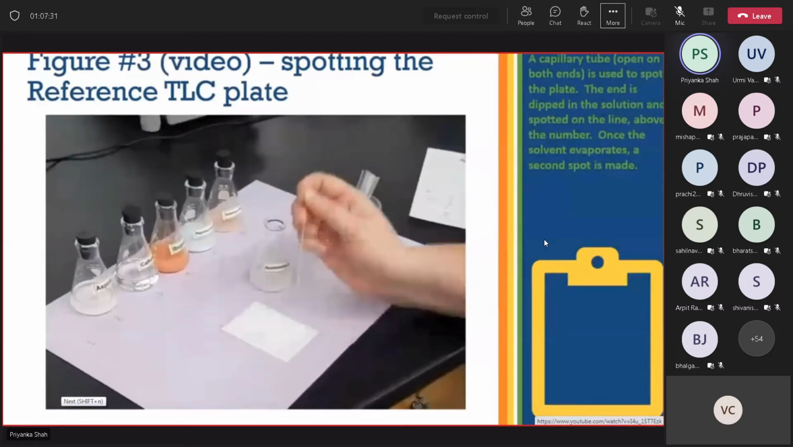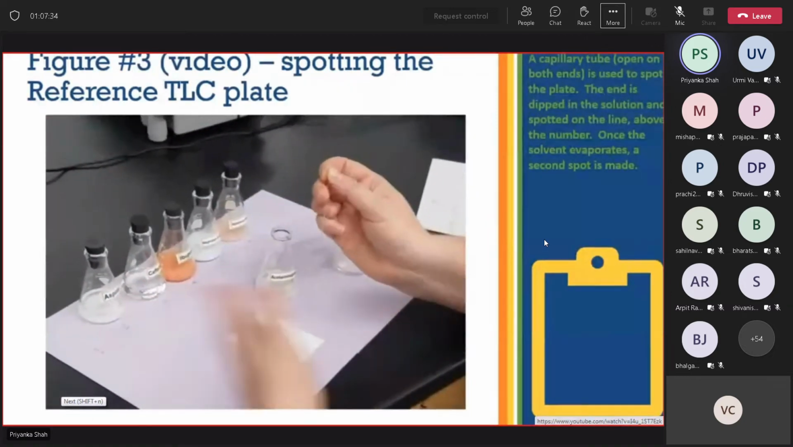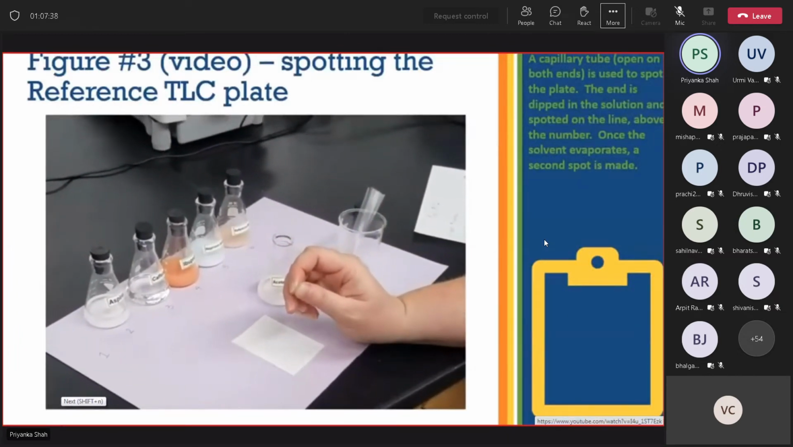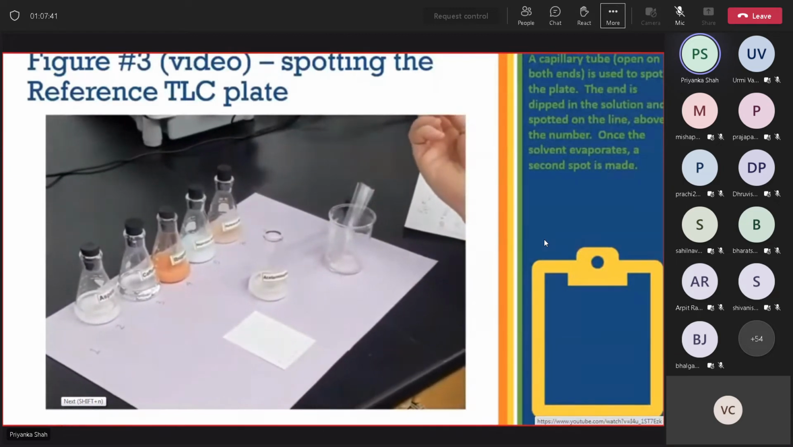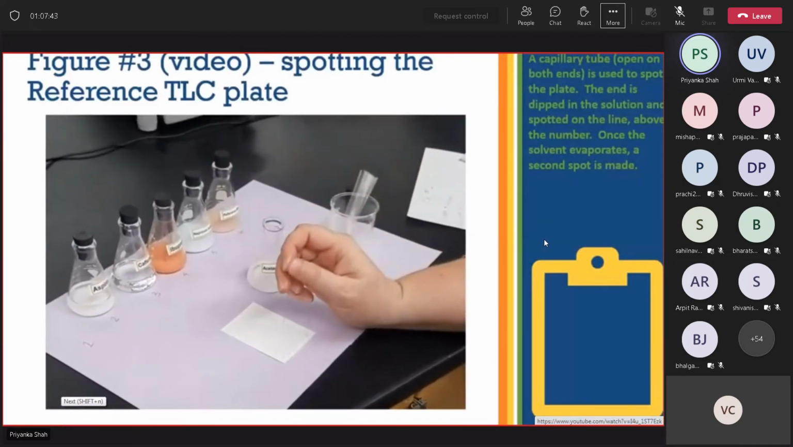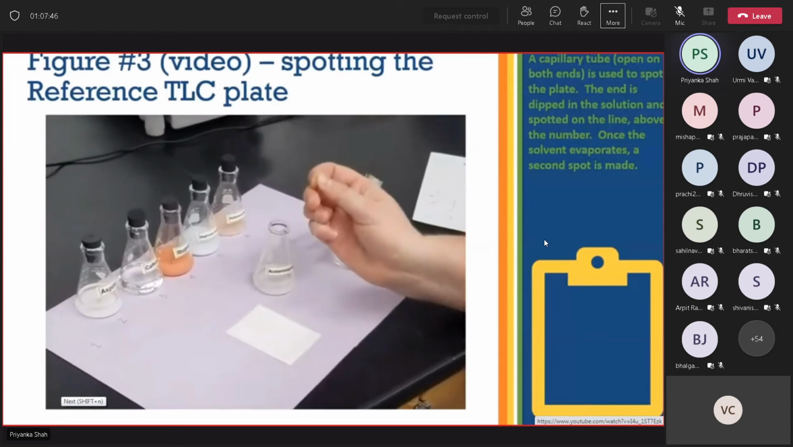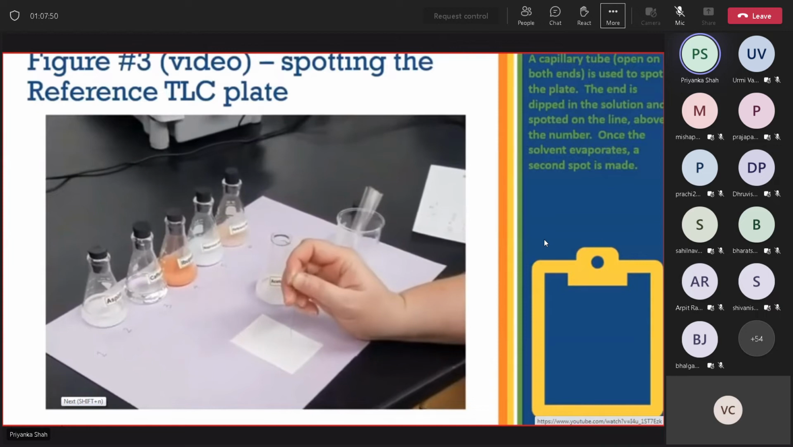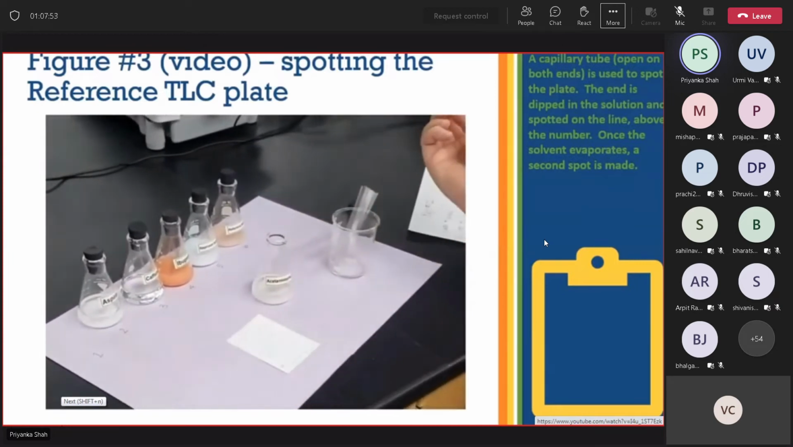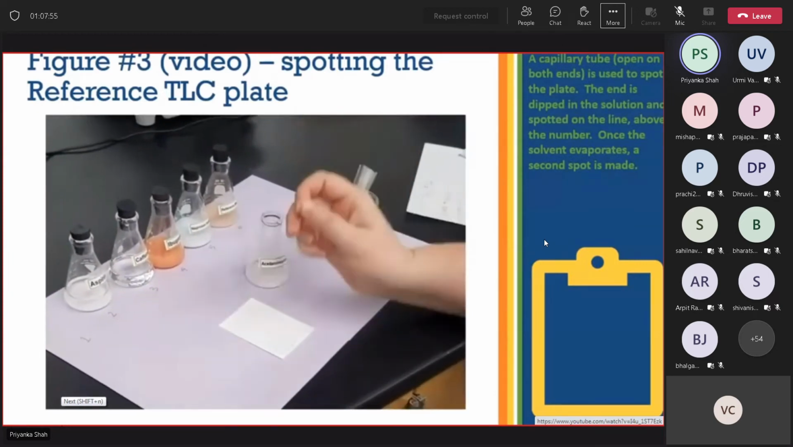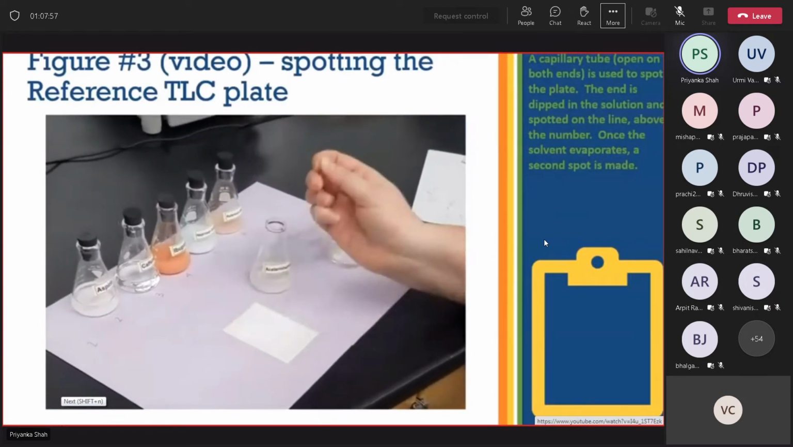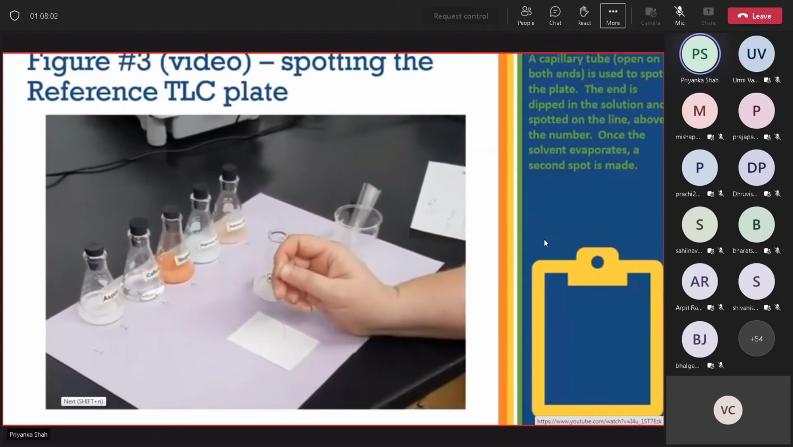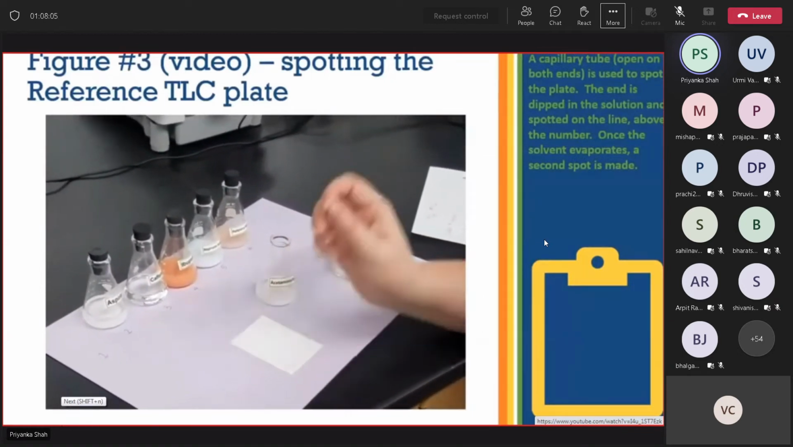This video is showing the spotting technique used with the reference plate. A capillary tube was used. It is a small tube that is open on both ends. It is dipped into the solution and then lightly touched onto the TLC plate where the dash mark meets the 1 centimeter line. The solvent is allowed to evaporate, and then the solution is spotted one more time to make sure that enough of the active ingredient is present on the TLC plate.